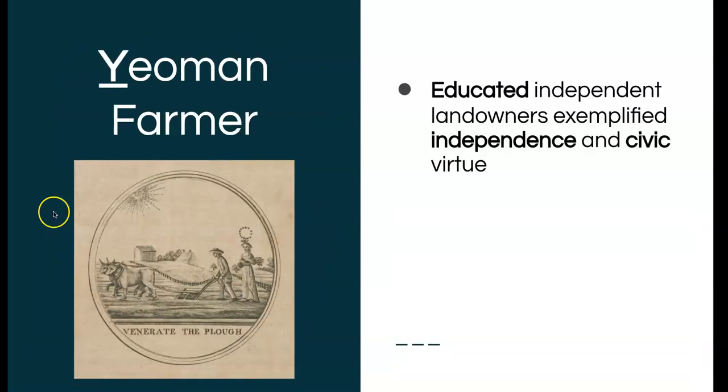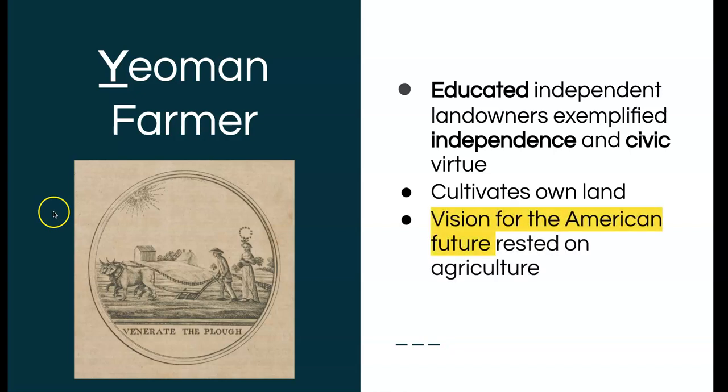The last piece is the yeoman farmer. The yeoman farmer is a group of educated, independent landowners who are civically minded and independent, who cultivate their own land. And that was his vision for America.